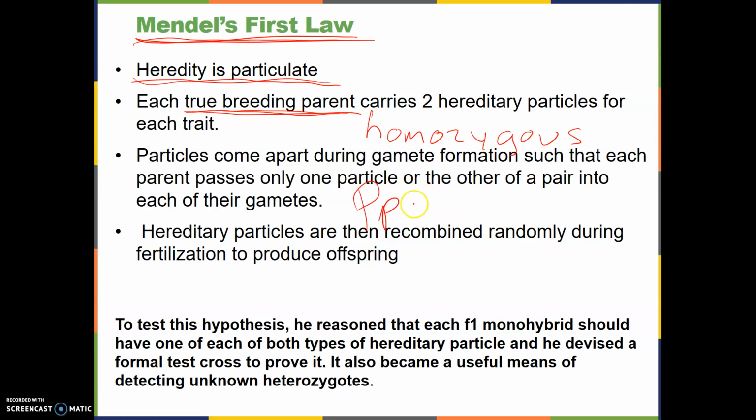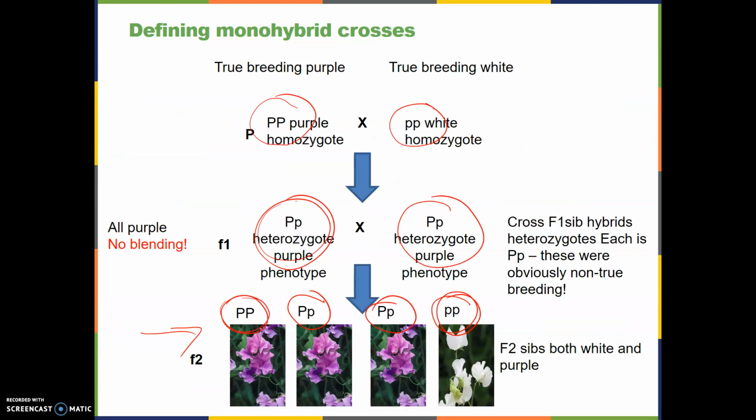So if a parent has a big P and a little p, then in the formation of egg or sperm, let's draw sperm because it's easier to see. The sperm can either carry the big P or the little p. And same thing with the eggs. That way, the child is either going to get a big P or a little p from, in this case, that father. And then the hereditary particles are recombined randomly during fertilization to produce offspring. And that is the reason we can get all four of these possibilities here.